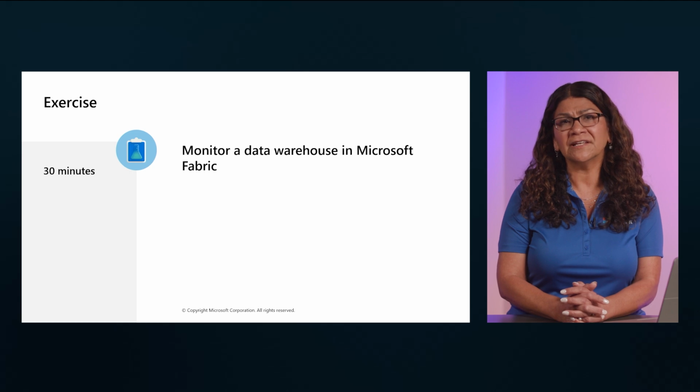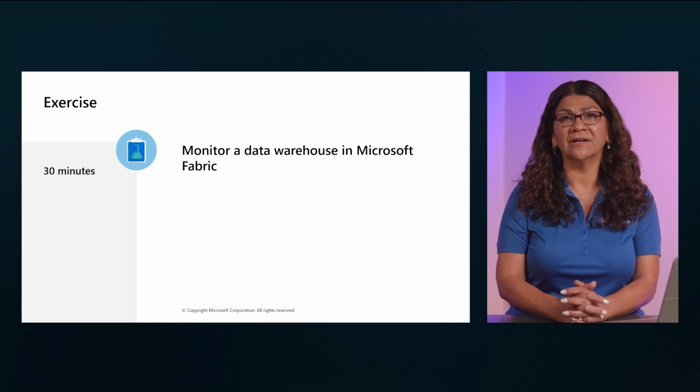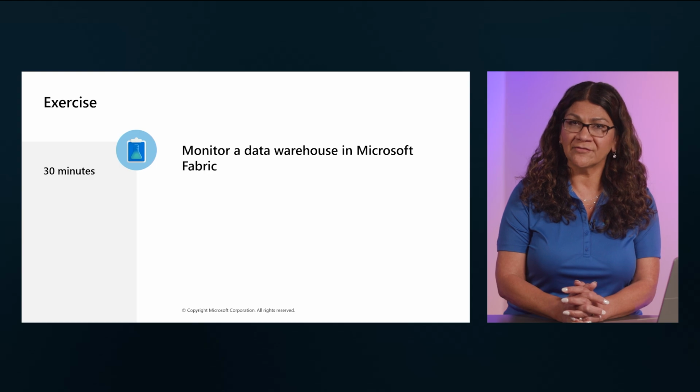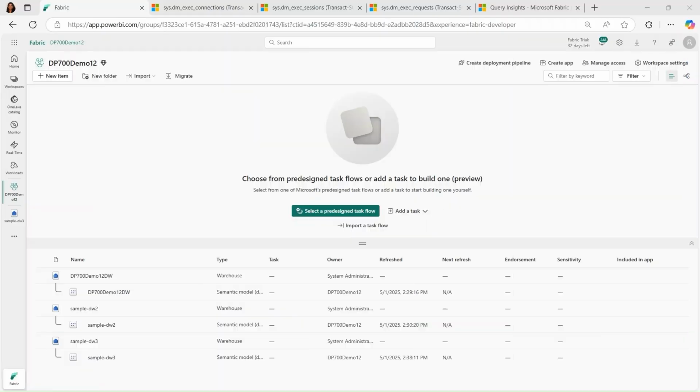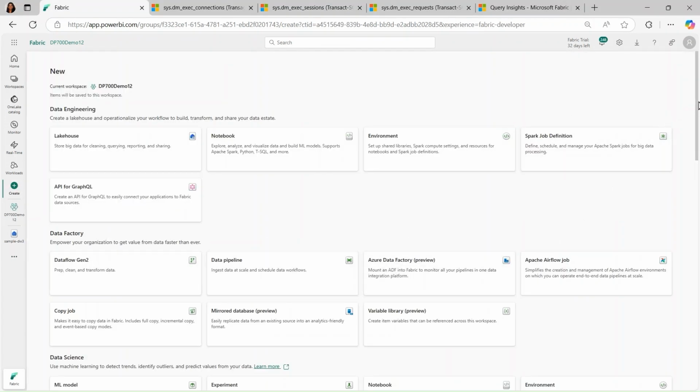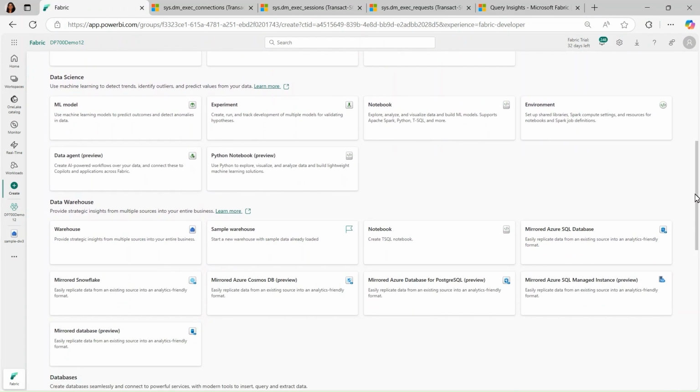And now, let's take a closer look at how to monitor a data warehouse in Microsoft Fabric. Now let's focus in on how to work with and monitor a data warehouse in Microsoft Fabric. I already have a workspace created, as you can see right here. What I did is I loaded in a sample data warehouse. I went out here, I clicked on Create, and under our data warehouse section, there is a sample warehouse.